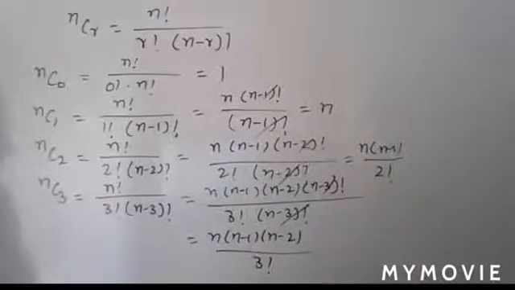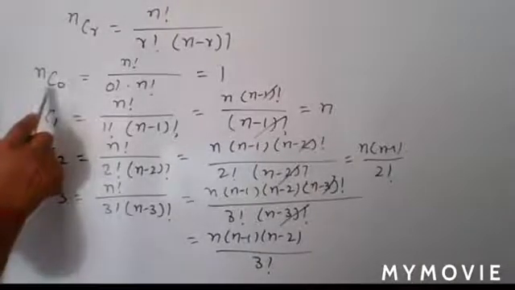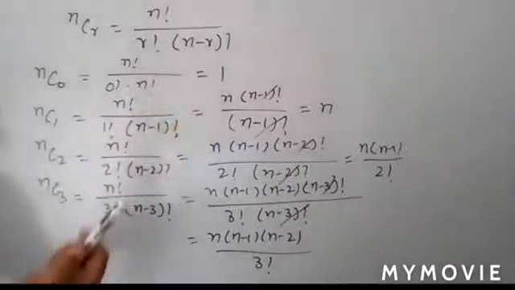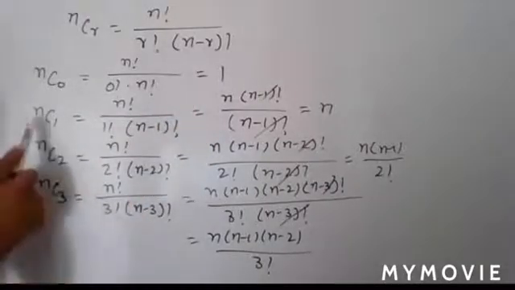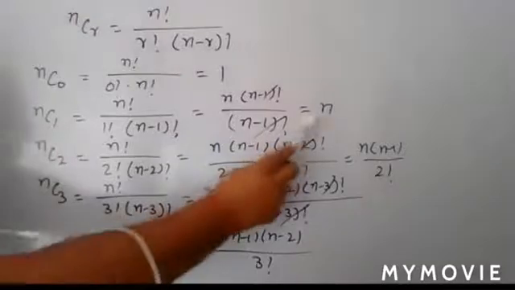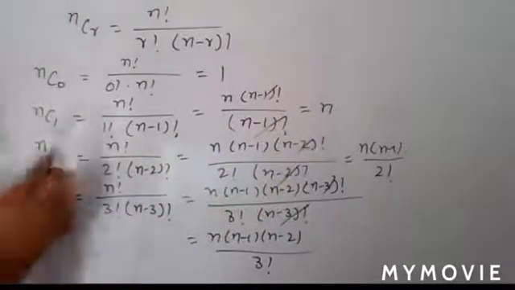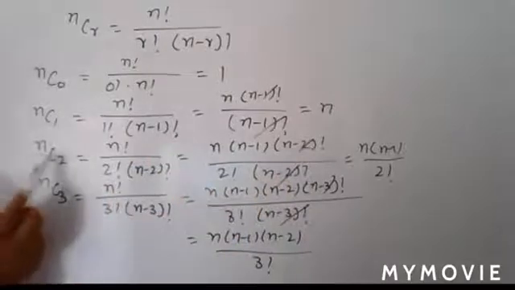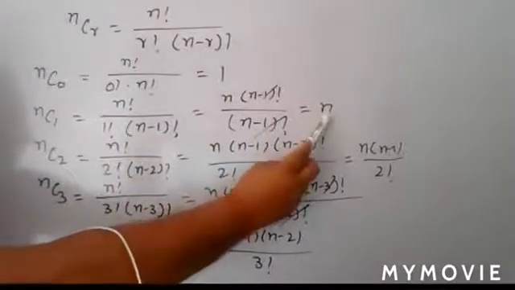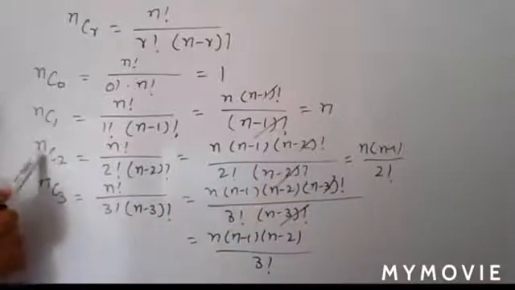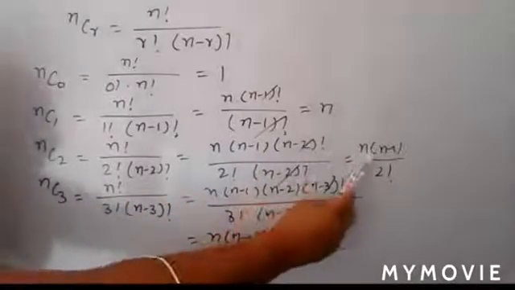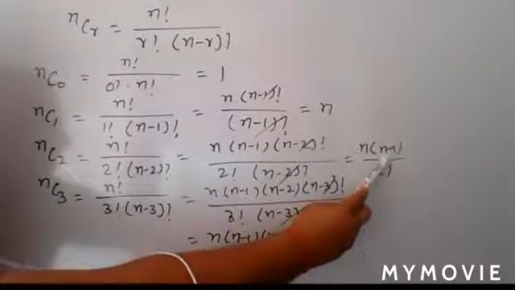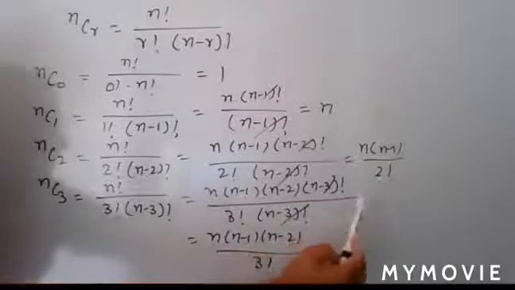I have a purpose in getting all these results, so listen very carefully. Suppose you have nC0, you can write it directly as 1, no problem. If you have nC1, you write only n, and its value is n, since only one number is there. If you write nC2, its value is n into n minus 1 divided by factorial 2.